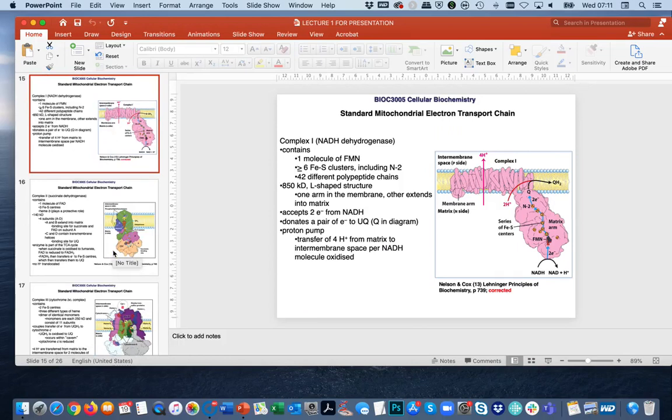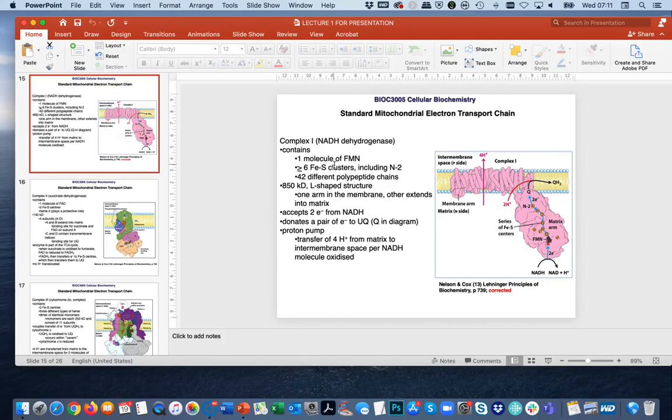So we've got here the structure of the first complex in the electron transport chain, and that is complex 1, the NADH dehydrogenase. It contains a flavin nucleotide, so FMN. It also has some iron sulfur clusters, and in the diagram N2 is illustrated. That is an iron sulfur cluster, okay, just to be clear.